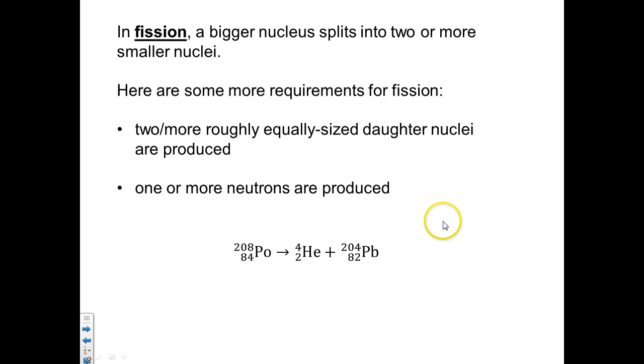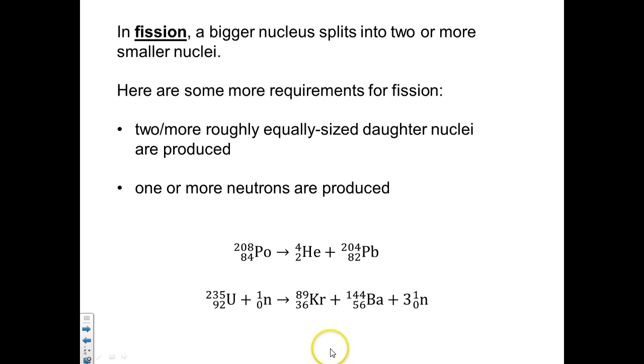So here's an example of a reaction where there's an alpha particle being shot off. This is alpha decay. Why isn't this fission? Well, for one, the two daughters have way different masses, nowhere near equal, right? Not even 2 to 3 or 1 to 3. And for another, there are no neutrons being produced on the right side of the equation.